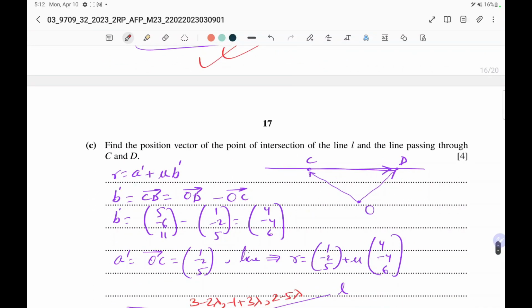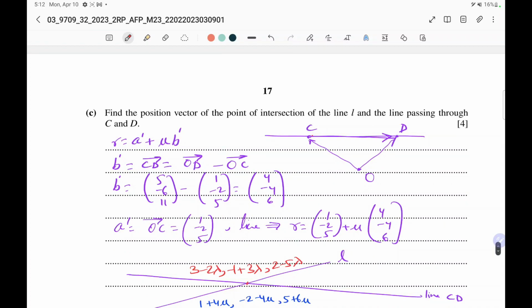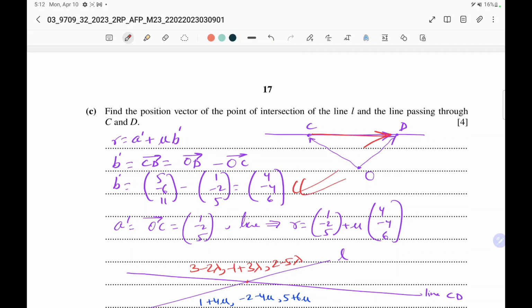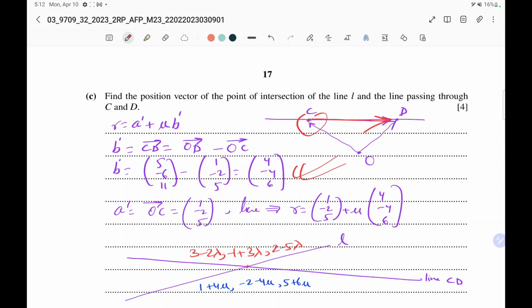Find the position vector of the point of intersection of line L and the line passing through C, D. So first of all, we need to find the equation of CD, and then we will equate. So now r equals a dash plus mu b dash. We cannot use a and b because we already used those. So CD we need to find first. CD is the direction vector, so OD minus OC, use calculation, you will get this. And for the position vector, I used OC. So now we have a dash plus mu b dash.